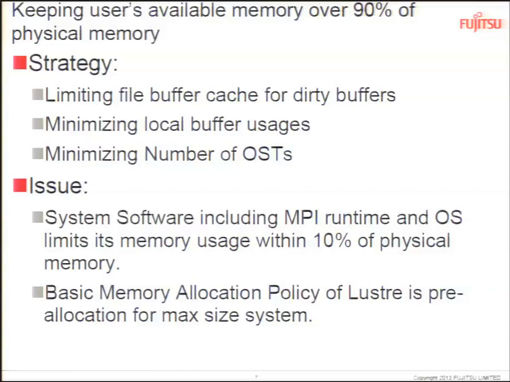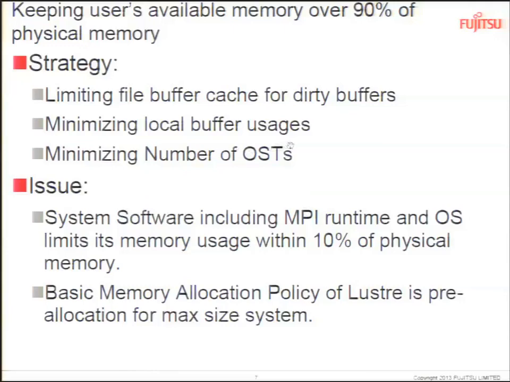So let's talk about keeping user-available memory over 90% of physical memory. We took three strategies. One is limiting the file buffer cache for dirty buffers. Basically, Linux allocates a bunch of memory for file cache, but in that case we have application failure in a very critical path. So the file cache for dirty buffers must be limited. Second is minimizing local buffer usage.